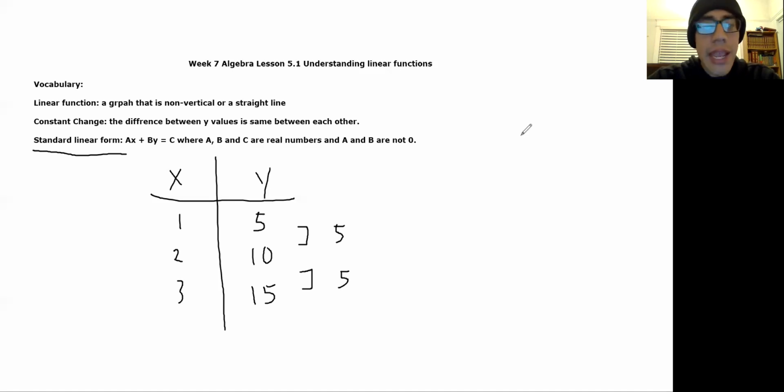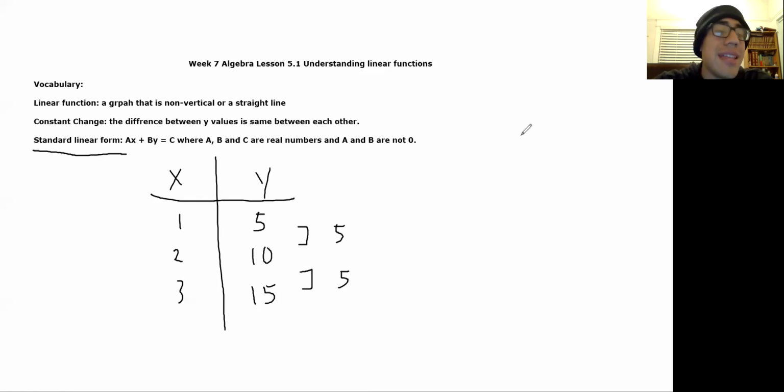So standard linear form is ax plus by is equal to c, where a and b are real numbers, and a and b are not 0. Notice that a and b cannot be 0 because a is attached to the x and b is attached to the y. If a and b are 0, then those things cancel out and we don't have a linear form. We don't have a full equation anymore. That's why they cannot be 0. They can be 1, they can be 2, they can be any other number, including negatives, right? They could be -1, -2. It doesn't matter as long as it's not 0, right?